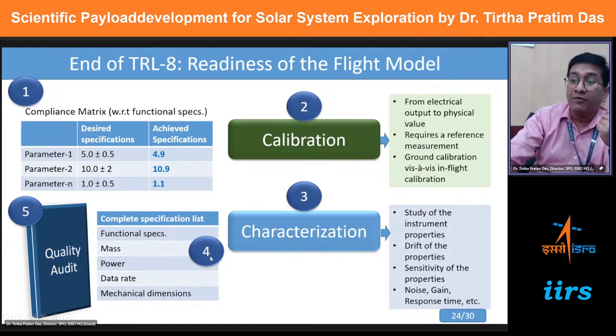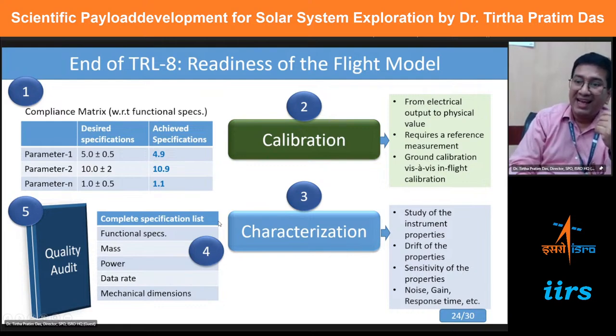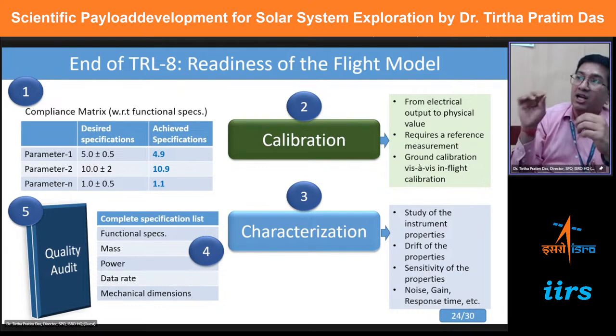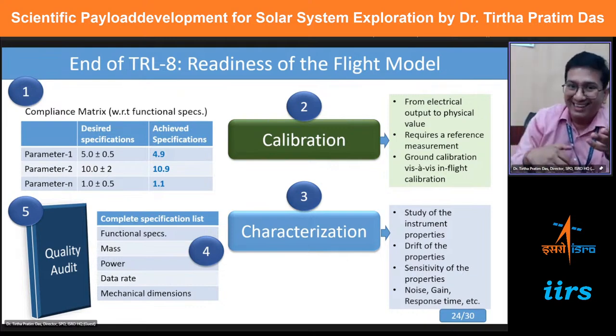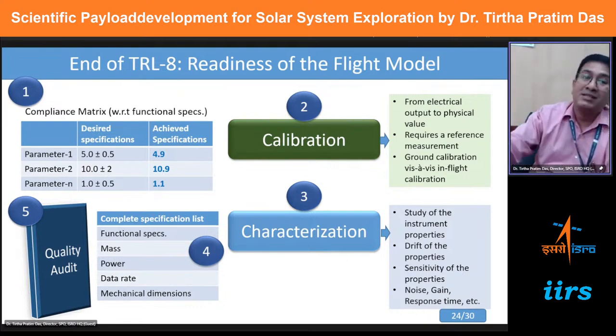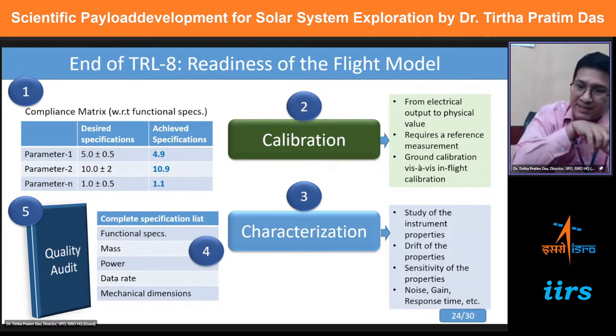Number 4 is the complete specification list you have to arrive at. And the complete specification list is not only the functional specs, also the specifications of mass of the instrument, power consumed by your instrument, data rate of the instrument, very important. How much data your instrument is generating, because ultimately you have to transmit from space, right? Mechanical dimensions, because ultimately you have to sit somewhere on the spacecraft.